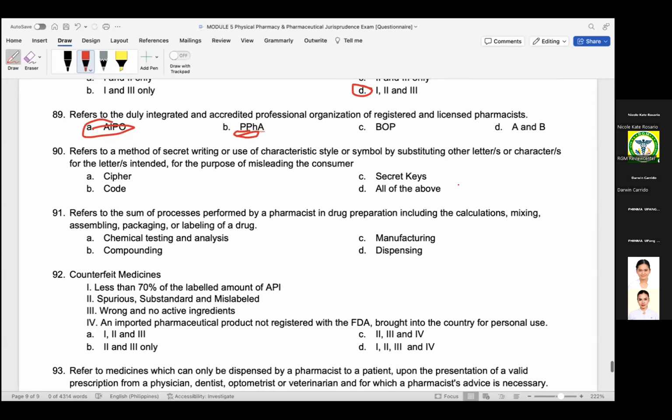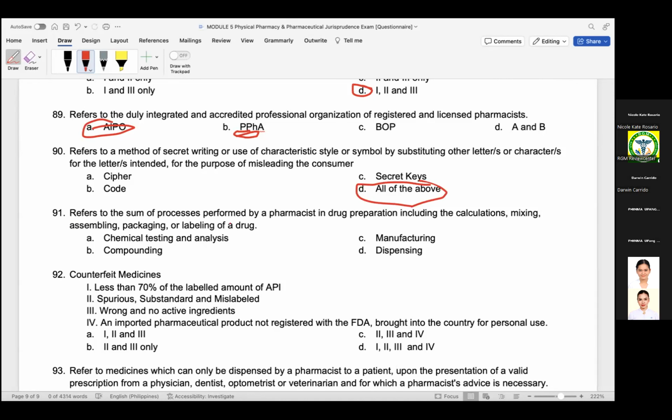Number 90, refers to a method of secret writing or use of characteristic style or symbol by substituting other letters or characters for the letters intended for the purpose of misleading consumer. A, cipher. B, code. C, secret keys. Or D, all of the above. The correct answer is all of the above. Diba? In the new law or the existing law, lahat to ay pinag-isang definition na lang.